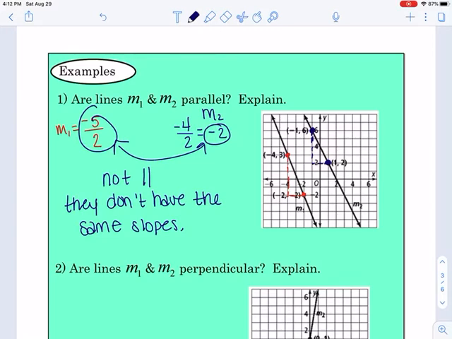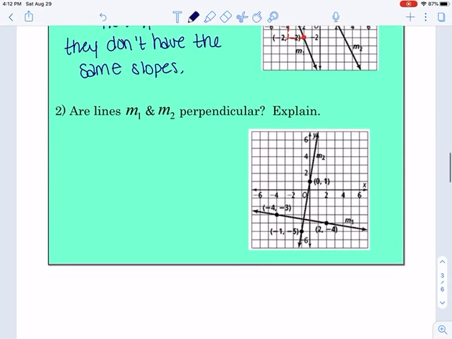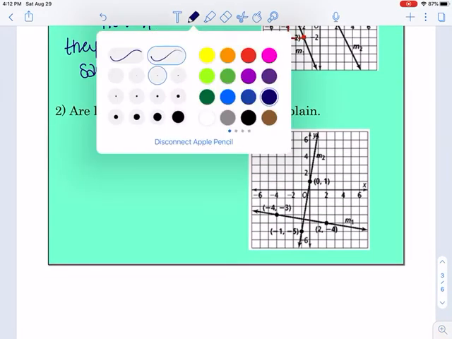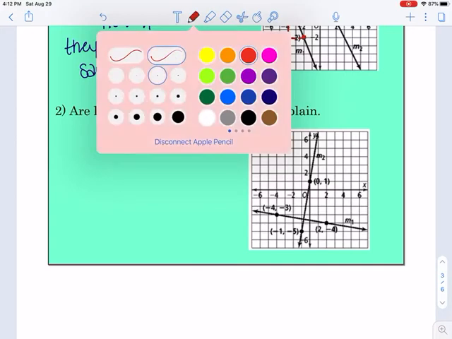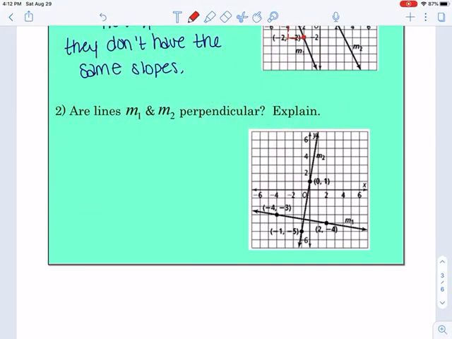So for our second example, we're going to do the same thing, but this time we want to know if the lines are perpendicular. So again, perpendicular lines are going to have negative reciprocal slopes. Doesn't matter which one I start with. I want to start with that M1 again. M1, I'll highlight the 2 points on there in red. And again, let's count how we're going to have to move to get from one point to the other. So here I'm going to have to go down and then over. Okay, and be really careful when you're counting here.